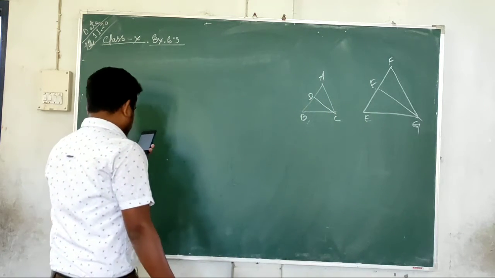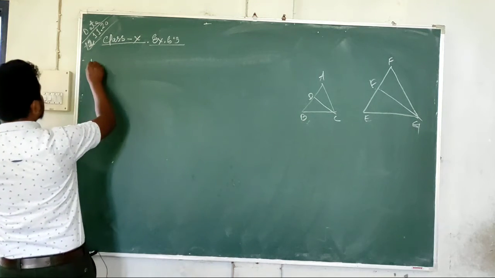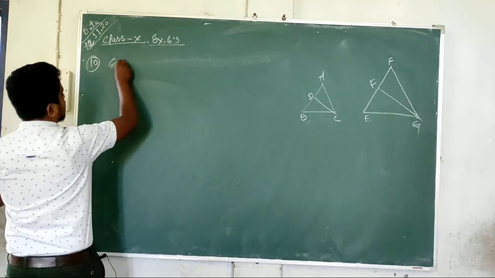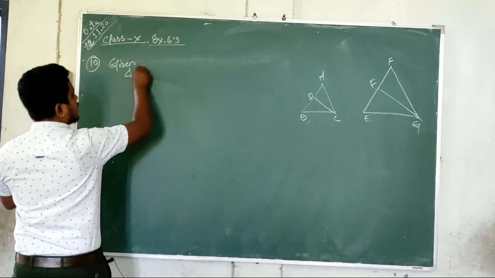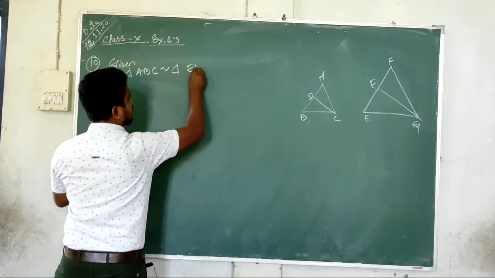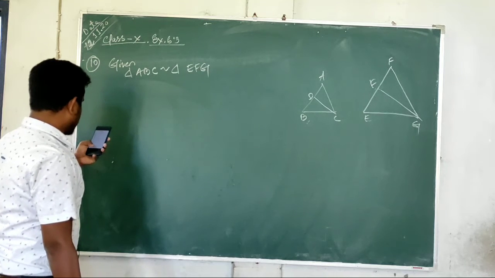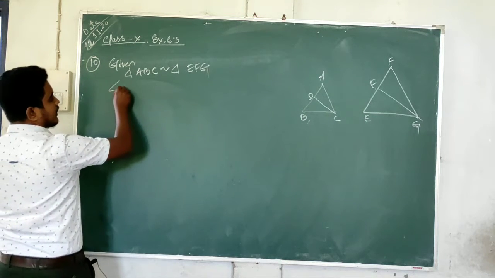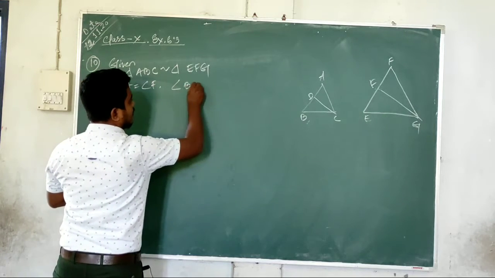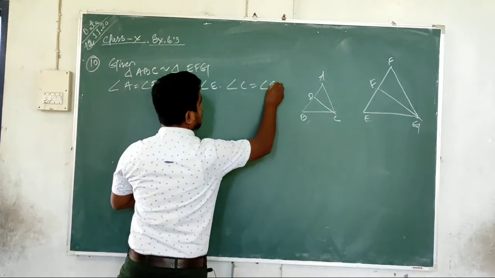And given that these two triangles are similar, so given triangle ABC is similar to triangle EFG. So if these two triangles are similar, then all angles are equal, angle A equal to angle F, angle B equal to angle E, and angle C equal to angle G.